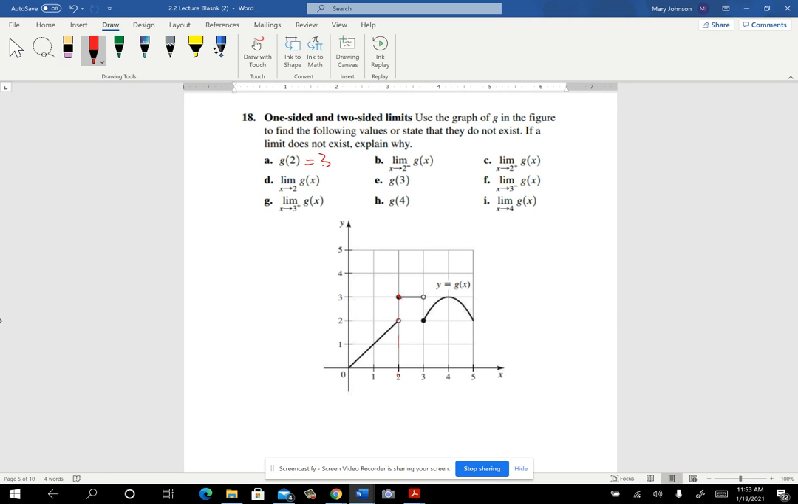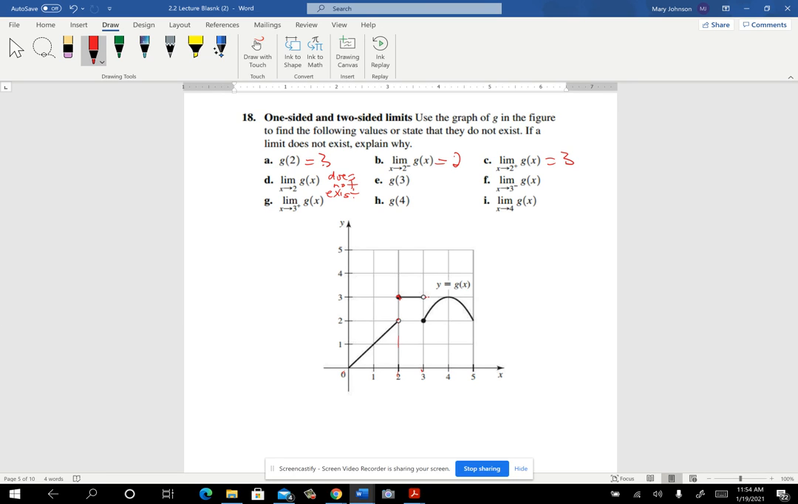The limit of the function as x approaches 2 from the negative side would be 2. The limit of the function as x approaches 2 from the positive side would be 3. So the limit of the function at 2 does not exist because the two-sided limits don't equal the same thing. The left and the right side limits don't equal the same. All right, let's move on to 3.